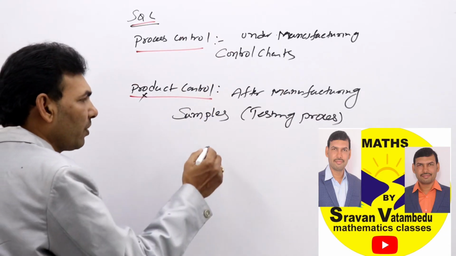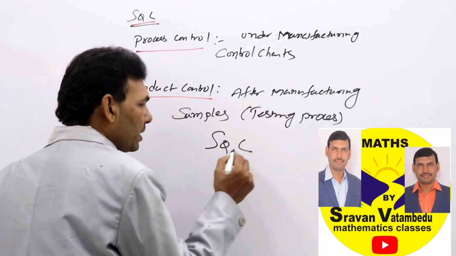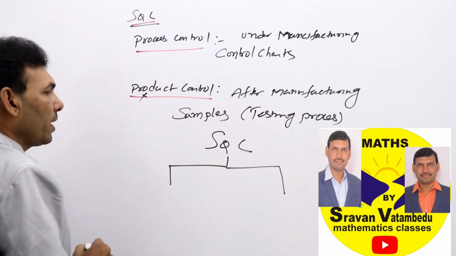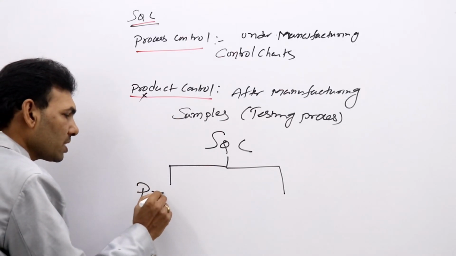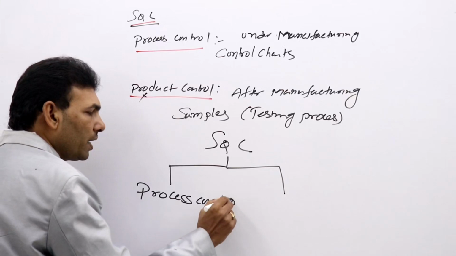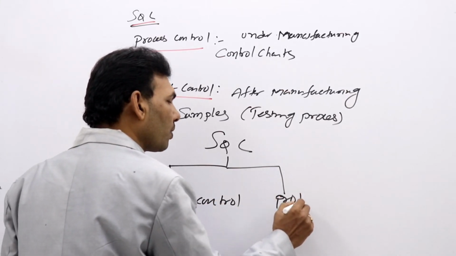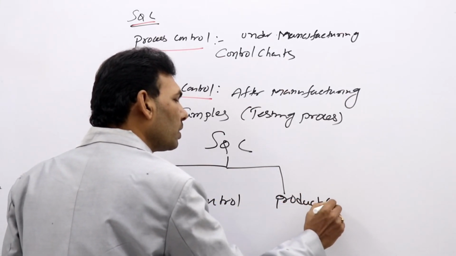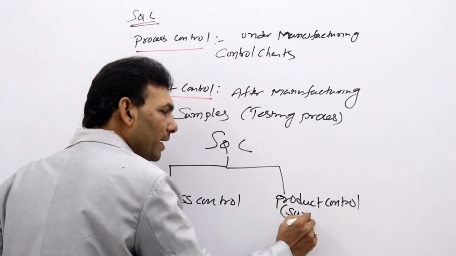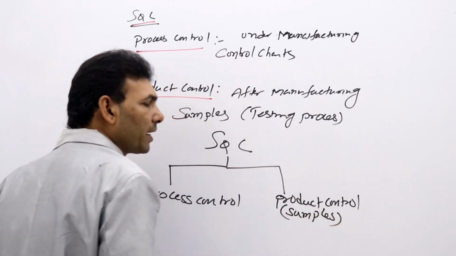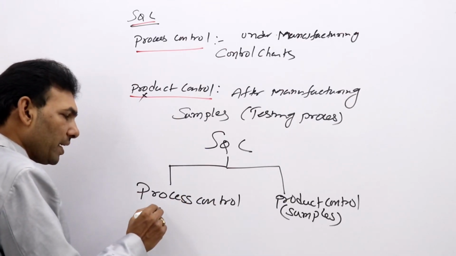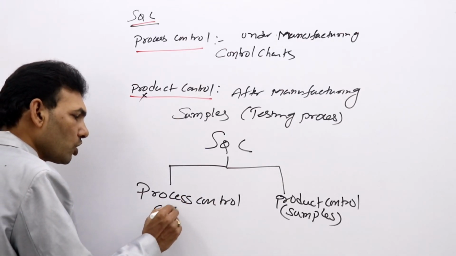So what I am saying briefly, SQC is done in two ways. One is process control. Another one is product control. This product control can be done by taking samples, the sampling technique. This process control can be done with control charts.